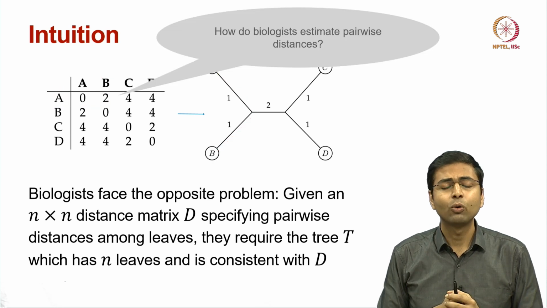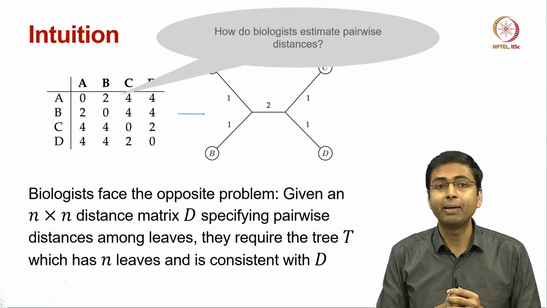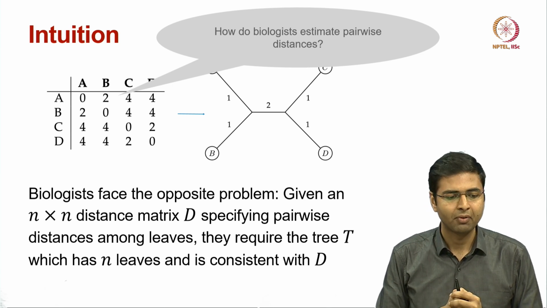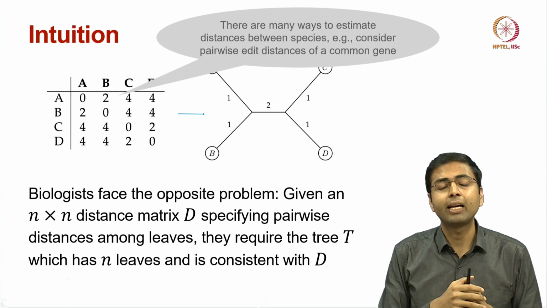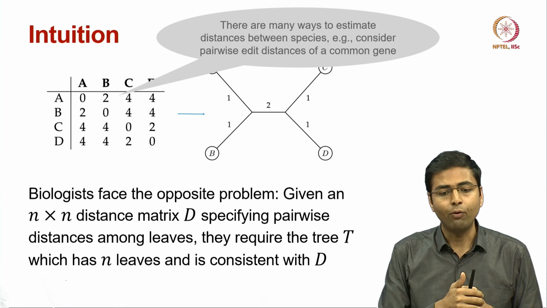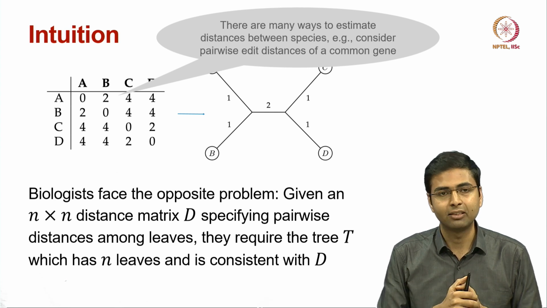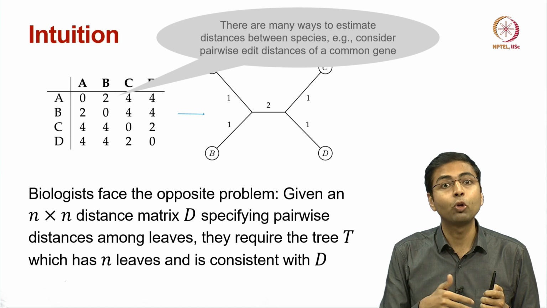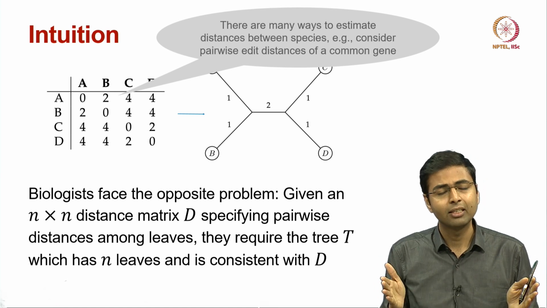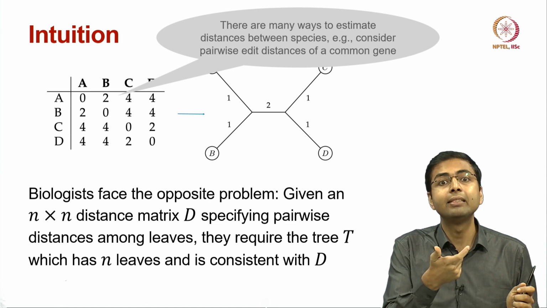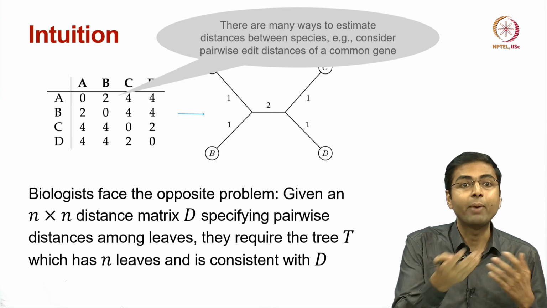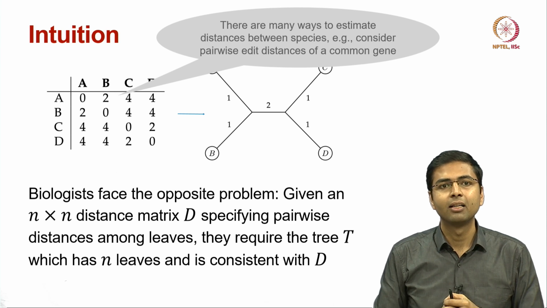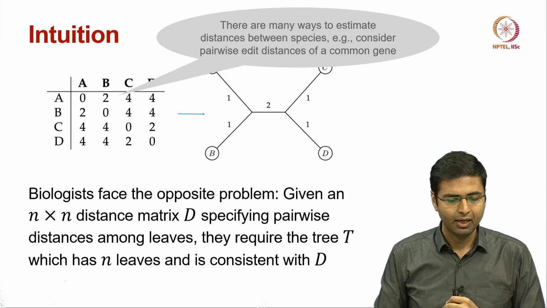Okay, so now one can ask, where do biologists get these distance matrices? What do you think? Well, there are many ways, and for example, one way can be that you can consider pairwise edit distances of a common gene between all the species. Let us say you have a gene which is known to be conserved across all the species. You can consider the pairwise edit distances of the gene sequence and use those edit distances in your matrix. So that is one way.